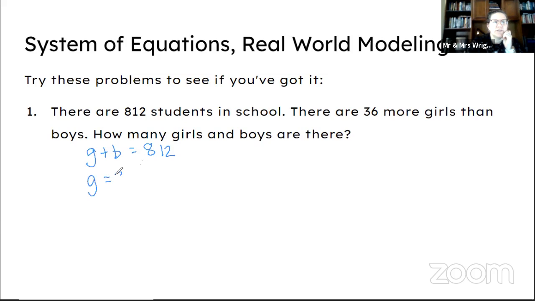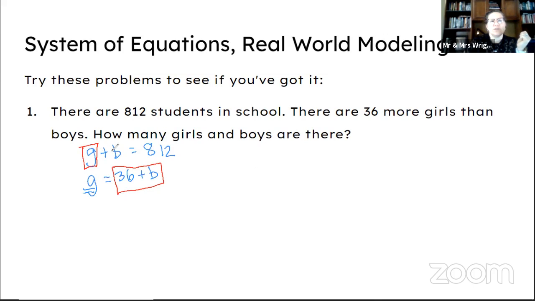Girls are 36 more than boys. Okay, so in this instance, I am not wanting to use the method of elimination. I just want to use the method of substitution because I already have a G equals here. So what I'm going to do is plug in this equation right here for my G, and then I'm going to solve.